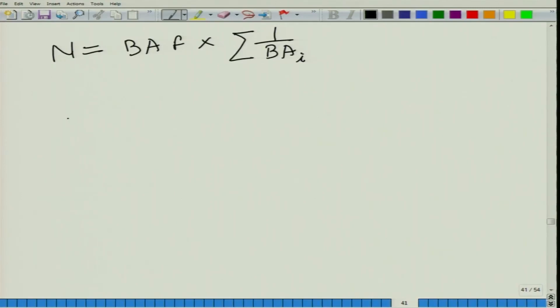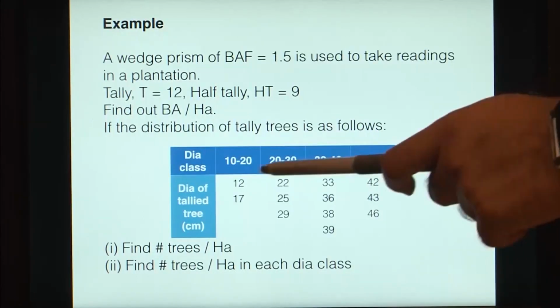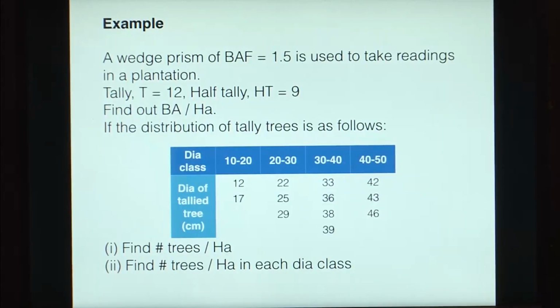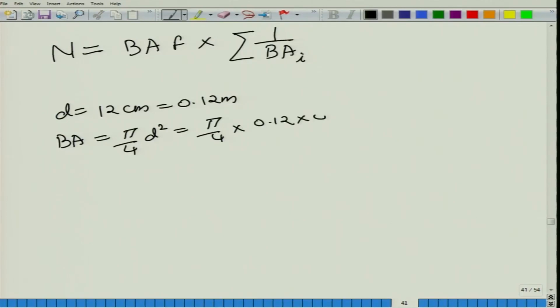So, in this case we have our trees with these diameters, as you can see on your screen. We need to calculate the basal areas. For a tree with D equal to 12 centimeters, that is 0.12 meters, the basal area will be pi by 4 D square, which is pi by 4 into 0.12 into 0.12.